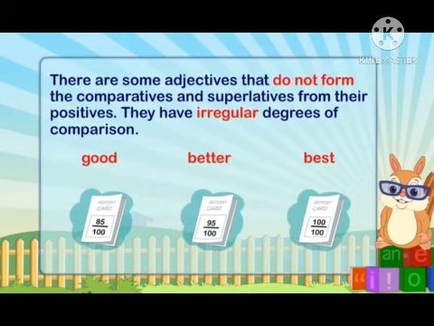There are some adjectives that do not form the comparative and superlative from their positive. They have irregular degree of comparison. For example, good, better and best. Okay, so these are the examples of irregular degree of comparison. Let us see the next part.